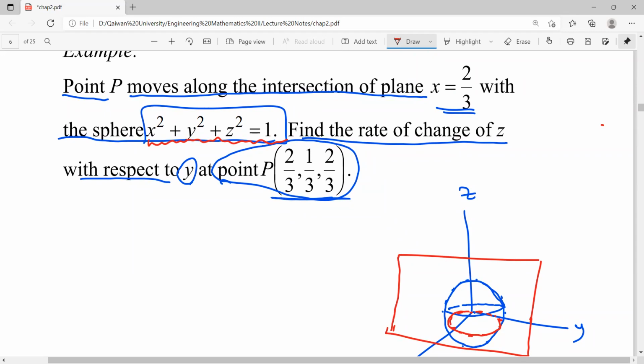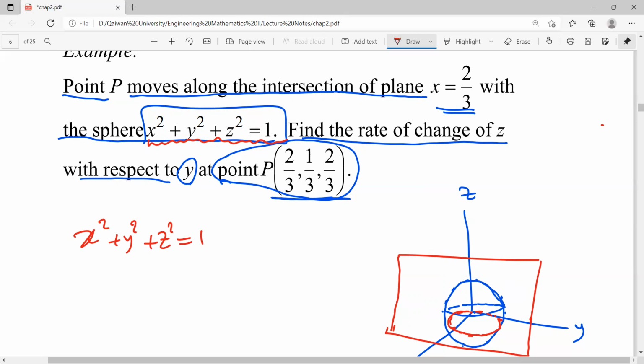For this equation, we must find f of xy. The equation is x squared plus y squared plus z squared equals 1. How to find f of xy?